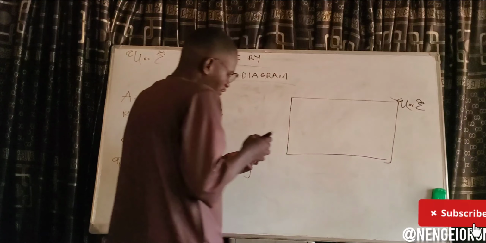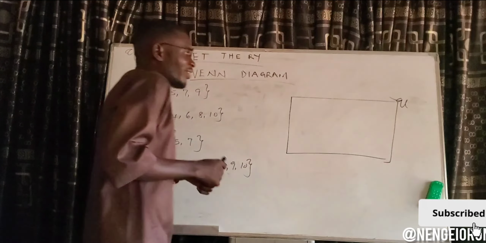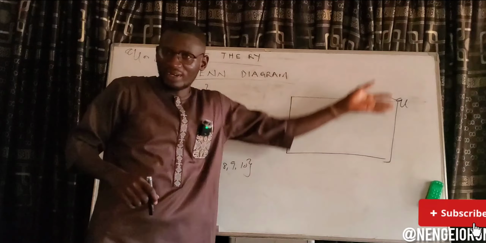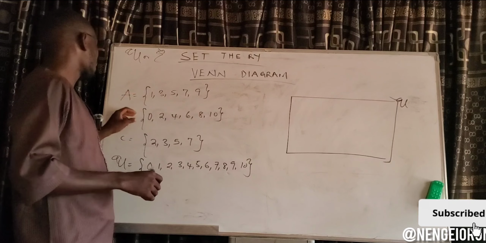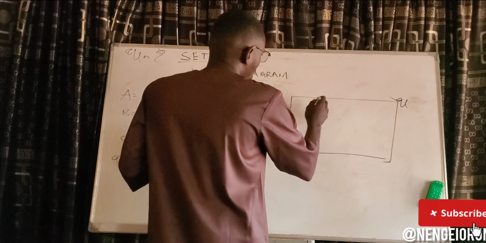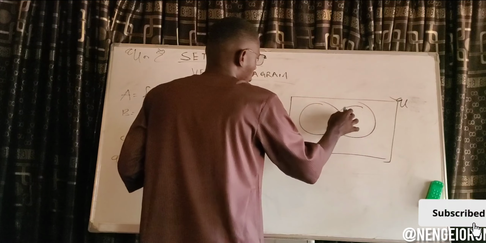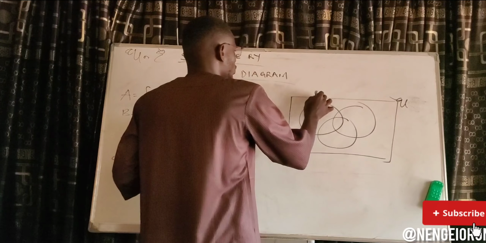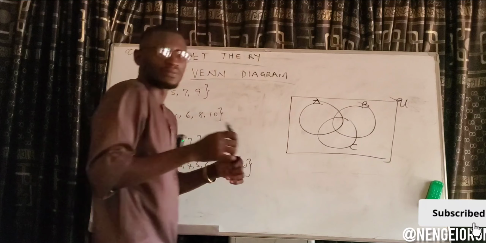You can use any of these letters. You can use any one. A universal set. So this is a universal set. So now the individual set, set A, B, and C, will be represented with small circles. This should be set A, set B, set C.